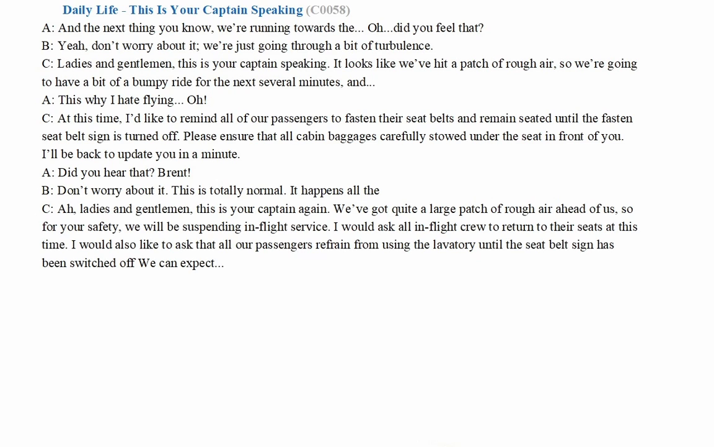And the next thing you know, we're running towards the... Oh, did you feel that? Yeah, don't worry about it. We're just going through a bit of turbulence. Ladies and gentlemen, this is your captain speaking. It looks like we've hit a patch of rough air, so we're going to have a bit of a bumpy ride for the next several minutes. And this is why I hate flying.